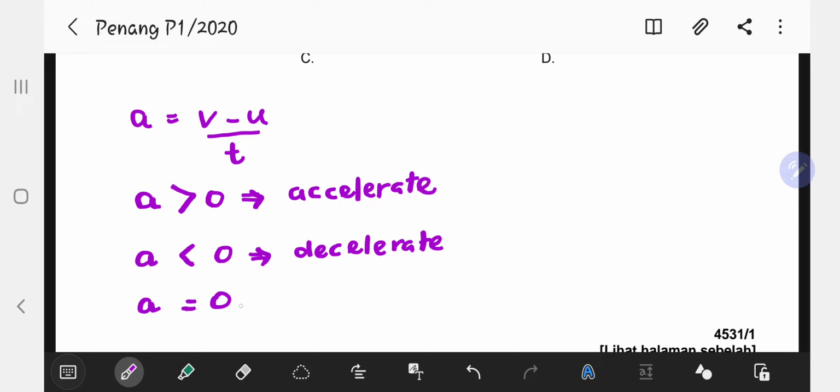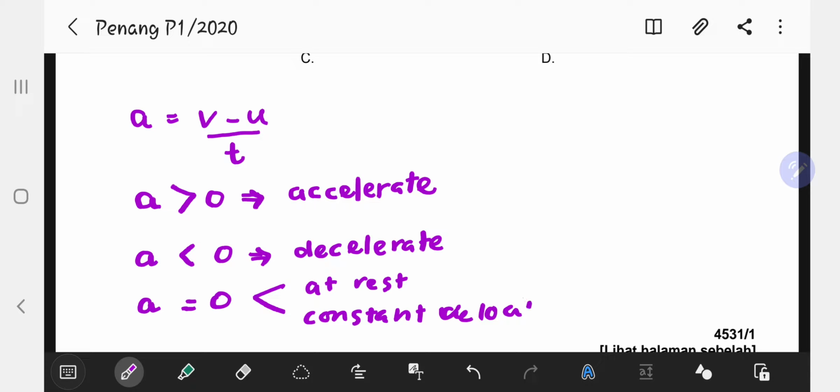having acceleration at all. So A equal to 0 only can be achieved in two conditions. Number one is when the object is at rest, or stationary. And another one is if the object is moving at a constant velocity. Then only the acceleration is 0. Why like that? Since we are using this formula, if the final velocity is the same as the initial velocity, it means that A will be 0.